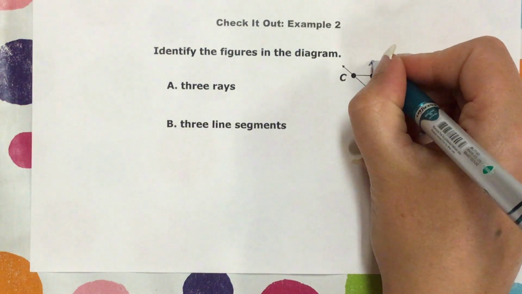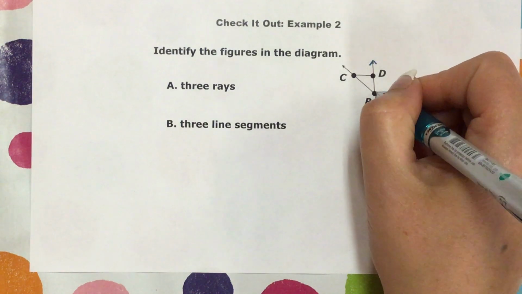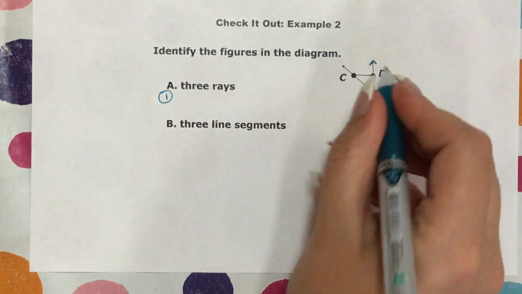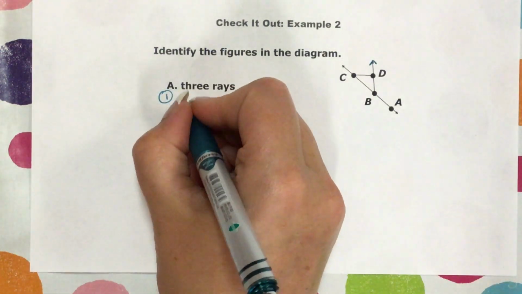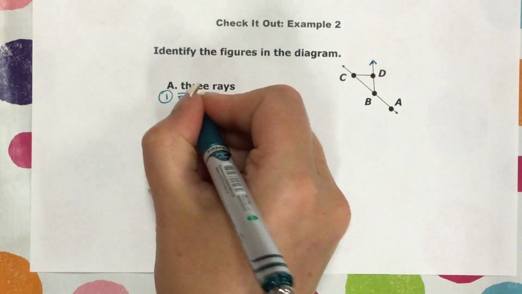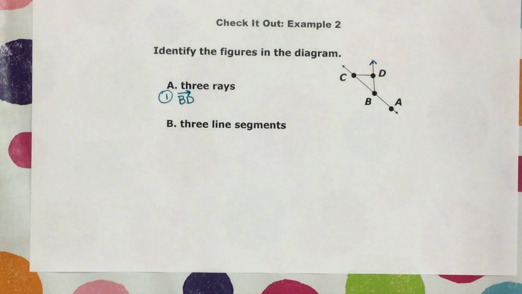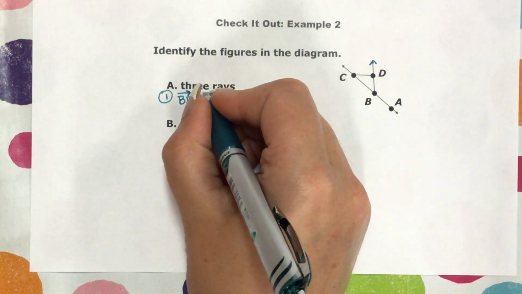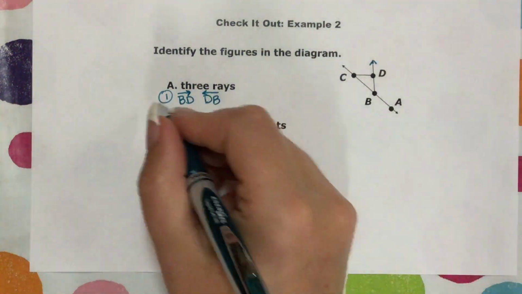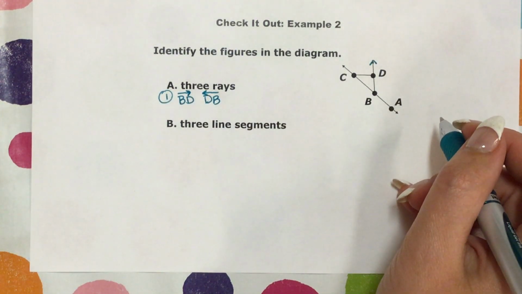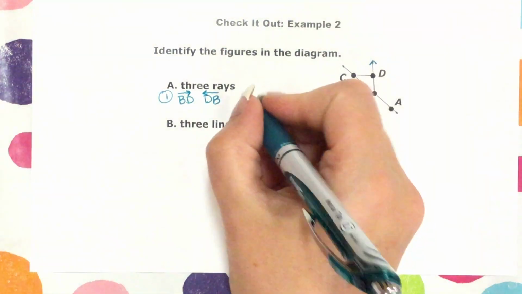Since it has this arrow right here, that means that we can go forever and ever off in this direction. So that would be one example of a ray, BD, and we have to make sure the endpoint is on B, okay? Or I could write it as DB with the endpoint still on B like that. Okay, so that's one example. Let's look at another example. What do you guys have?